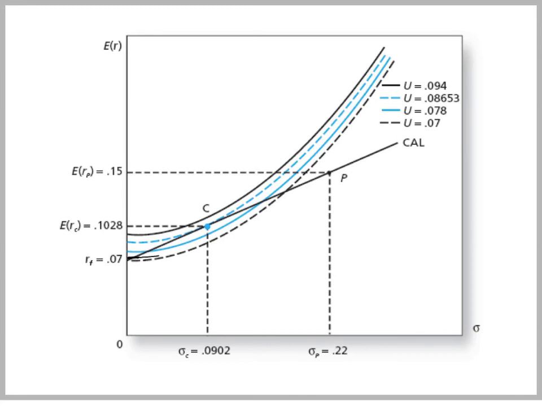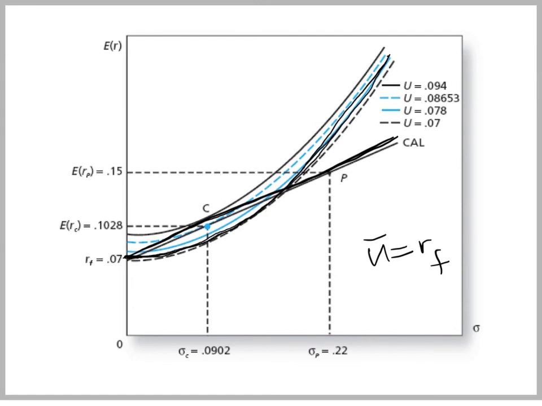Graphically, we start with an indifference curve that runs right through here and has the same intercept as RF. That's what we're doing when we set U bar equal to RF. We're picking an indifference curve which is necessarily going to undercut the capital allocation line, because both of them must hit the axis right there.